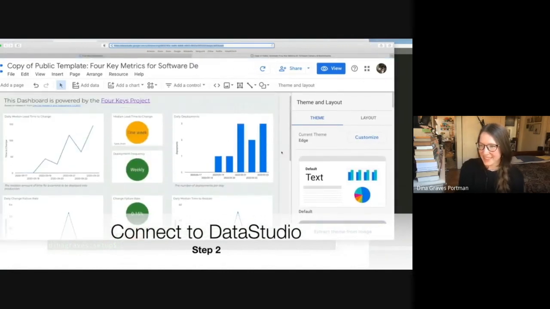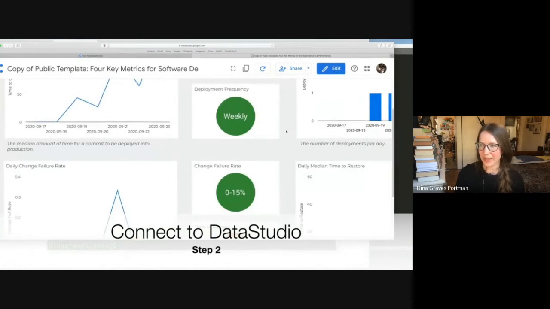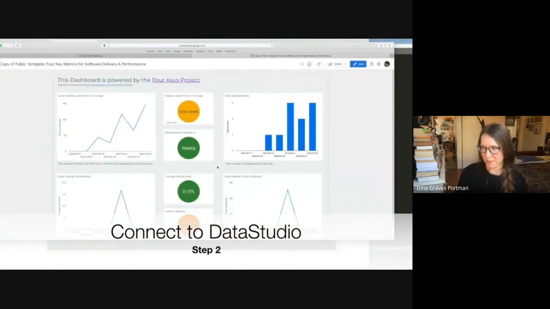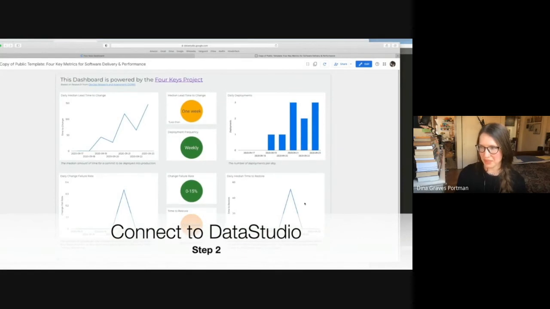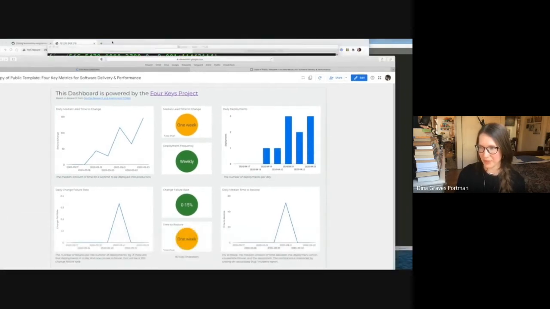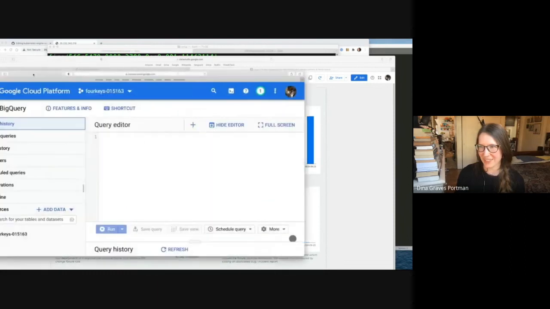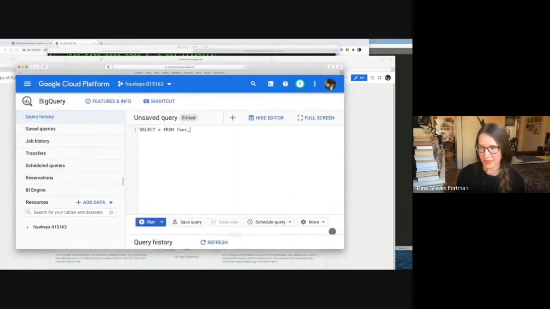And there it is. And so we can see that we're kind of like a medium performer. We have some yellow badges, we have some green badges. Okay, we've got some mock data. And that's great, but I want real data. I want to connect this to a real live project.